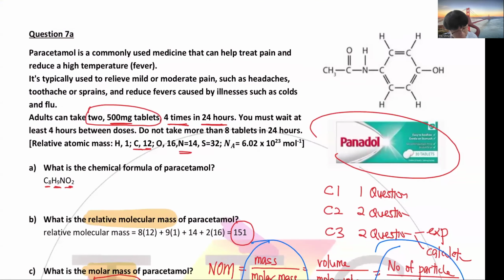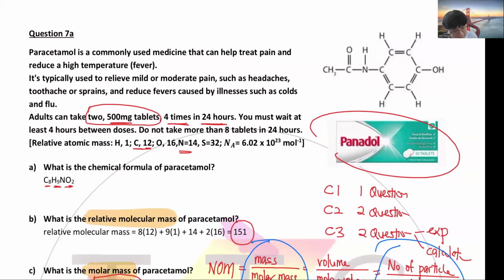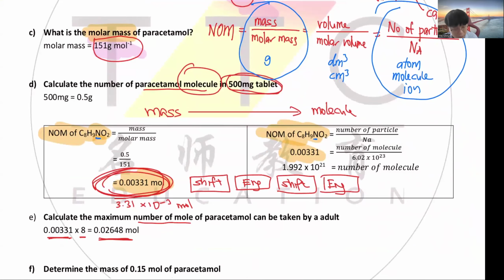Okay, so here is given here. One adult maximum can take 2, 4 times a day. So means you cannot take more than 8 tablets in 24 hours. So now you know one tablet is 500 milligram. So we calculated 500 milligram is about 0.00331 mole. Then take times 8 because you can take 8 tablets.